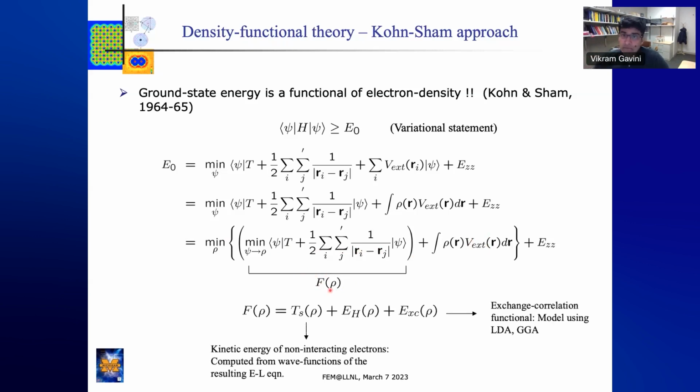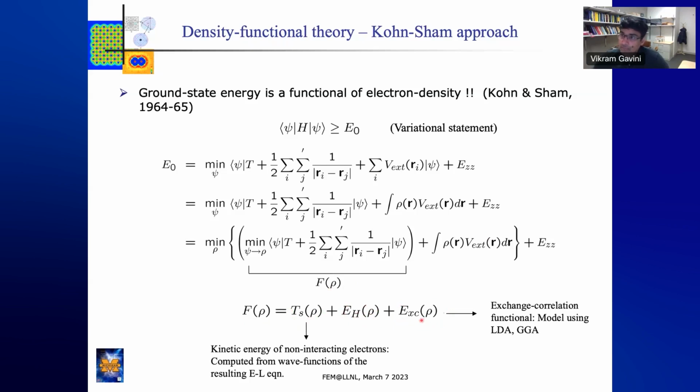But what Kohn and Sham did was something clever. They took this F of rho and decomposed it into the following form. The first term over here is the kinetic energy of non-interacting electrons. This is the classical electrostatic interaction energy given an electron density distribution rho. So this is just like solving the Poisson problem and computing the electrostatic interaction energy. And all the remaining quantum mechanical interactions are lumped into this term called the exchange correlation functional.